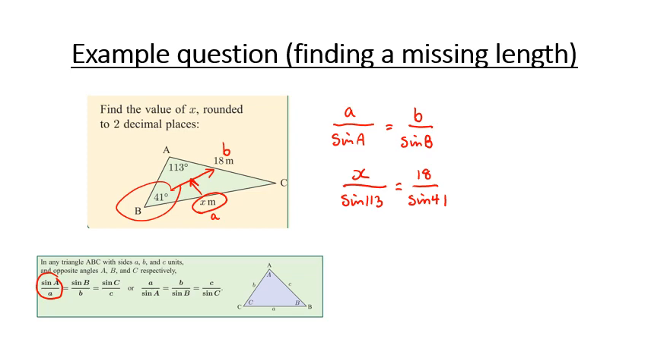If I multiply both sides by sine 113, that gives me x equaling 18 over sine 41 times sine 113. All I need to do now is put that into my calculator. So that's 18 over sine 41 times sine 113. That'll give me an x value of 25.26 meters.